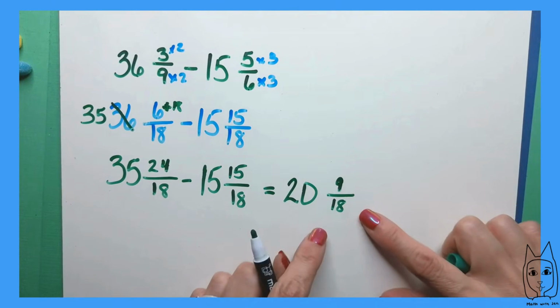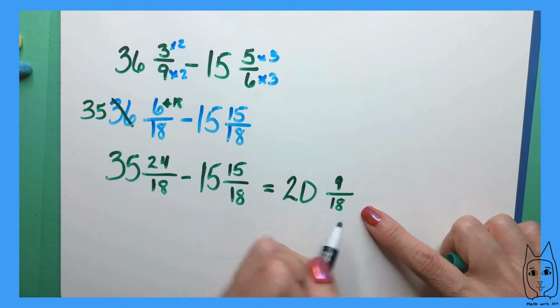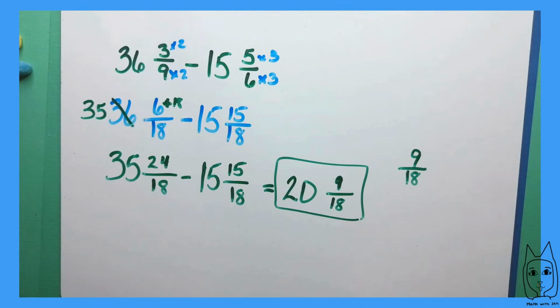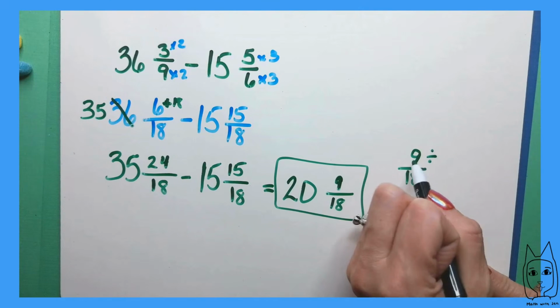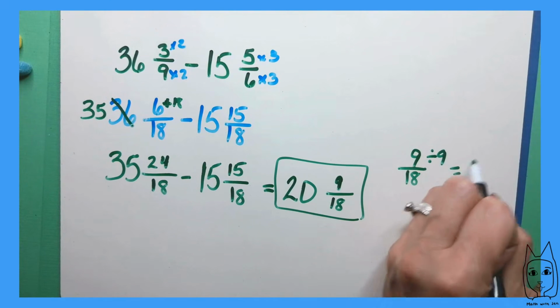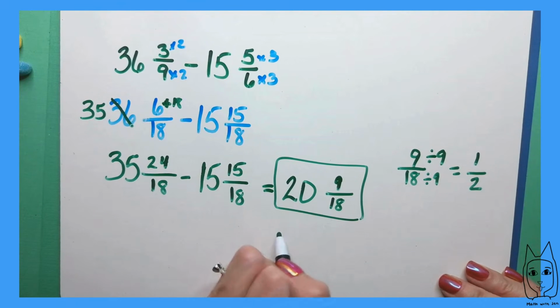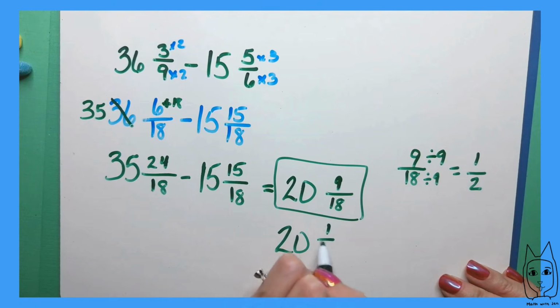20 and 9/18. I can go ahead and leave it like this, but sometimes they'll ask you to simplify your answer, make it into lesser parts. I know that 9 divided by 9 is 1, and I know 18 divided by 9 is 2. So I can also say that my answer is 20 and 1/2.